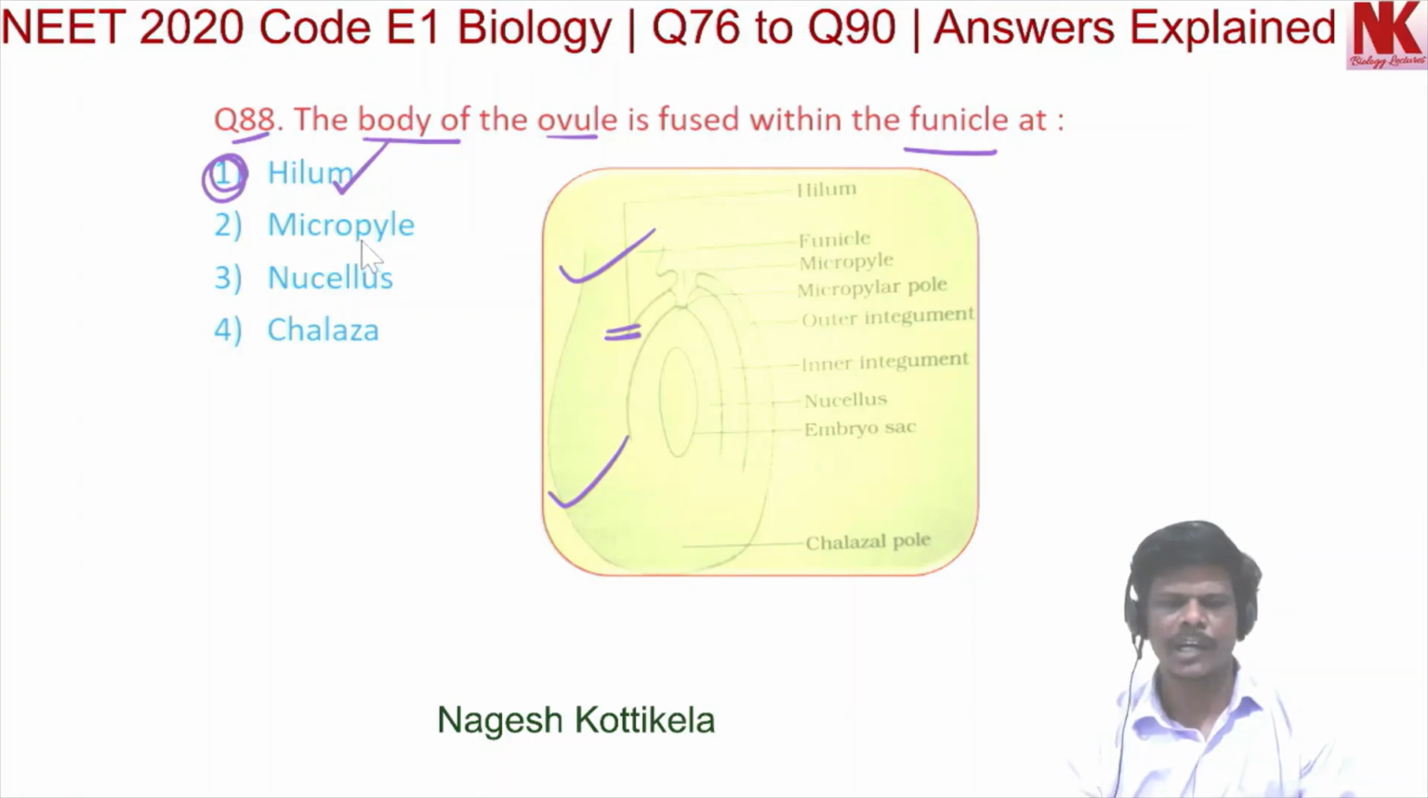Micropyle is wrong, because micropyle is this small opening. Nucellus is a tissue, you can see, this nucellus is a tissue here. This is wrong. And chalaza is the basal end, so this is wrong. More appropriate option is option 1, that is hilum.